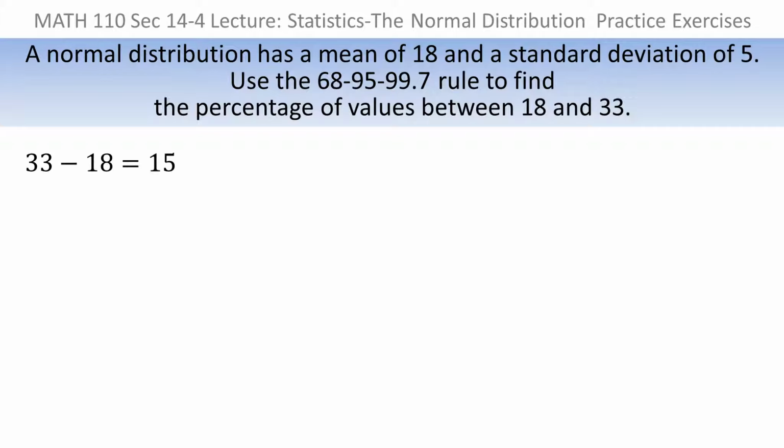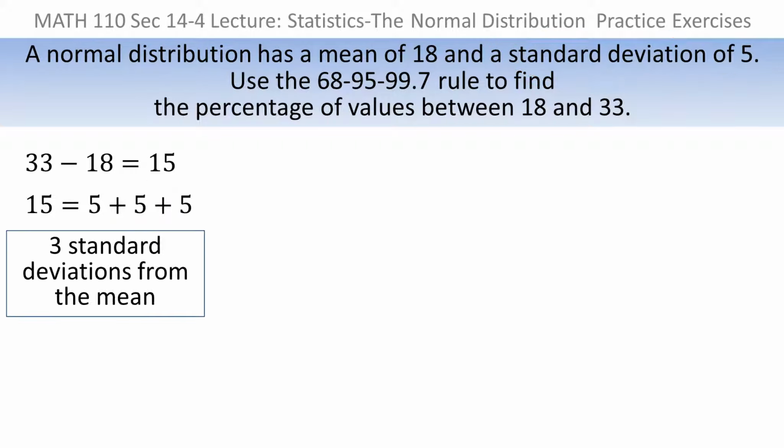First of all, you want to find the difference between 18 and 33, and that comes out to be 15. Then you want to see how many standard deviations that represents. It says that the standard deviation is 5. 15 is made up of 3 5s, so that tells us immediately that 33 and 18 are 3 standard deviations apart.